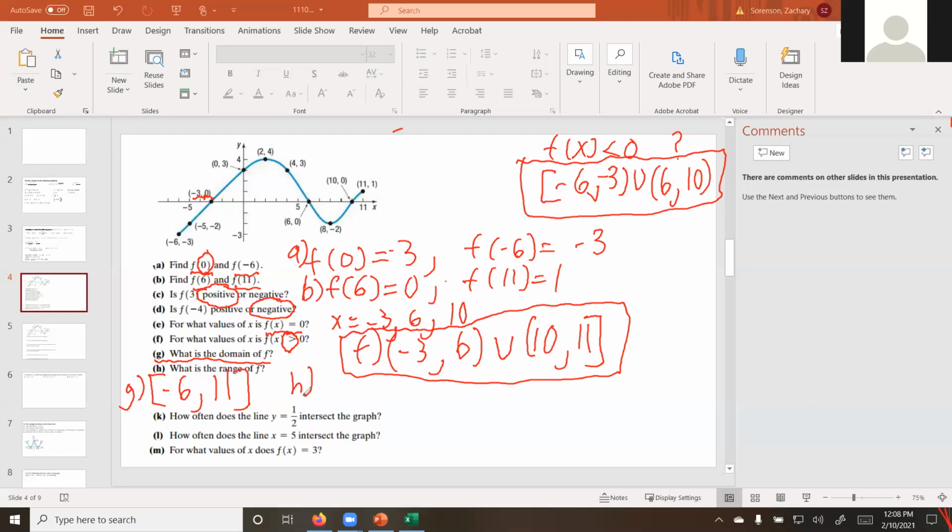Would it be -3 through 1? I agree with the -3. -3 to 4. There we go. My smallest value is here. My largest value is here. Okay, two more questions.